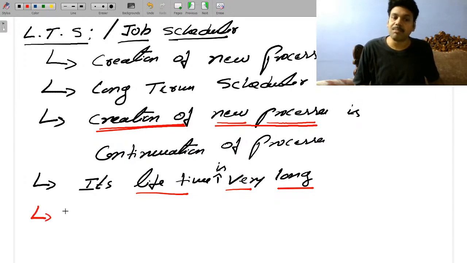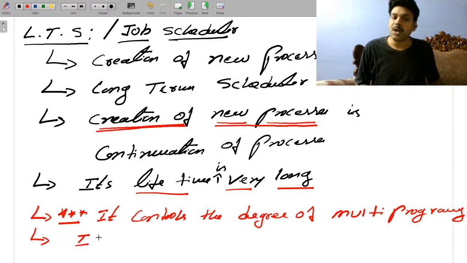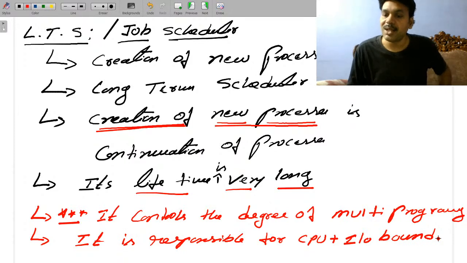What is the other important thing? This is a very, very important point. It controls the degree of multi-programming. The degree of multi-programming depends on your long-term scheduler only. And one more important thing: it is responsible for a good combination, identifying CPU-bound plus IO-bound processes. Therefore, CPU throughput is increased and CPU idleness is decreased.